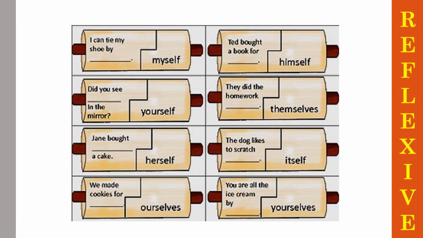Some examples. I can tie my shoe by myself. Singular. Ted bought a book for himself because Ted is a boy. Did you see yourself in the mirror? They did the homework themselves, plural now. Jane bought herself a cake. The dog likes to scratch itself. We made cookies for ourselves. And you ate all the ice cream by yourselves.